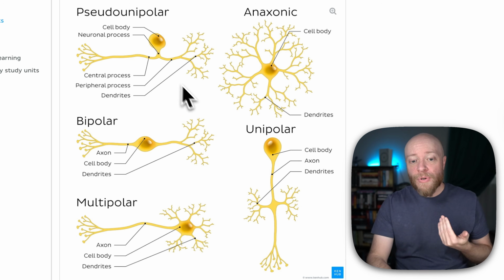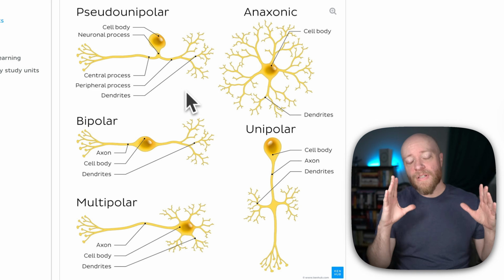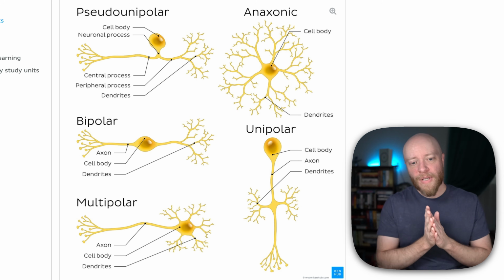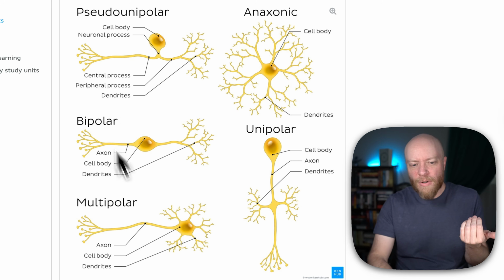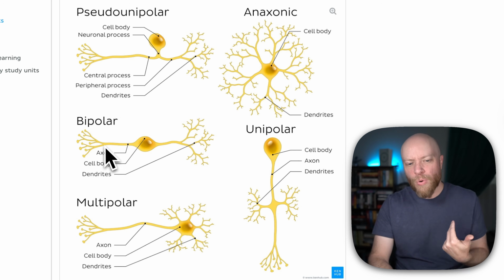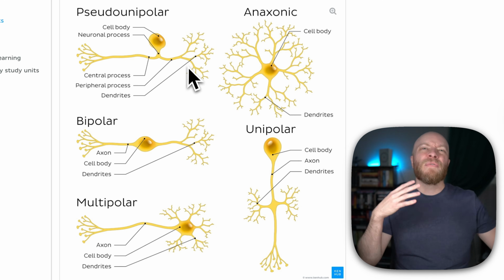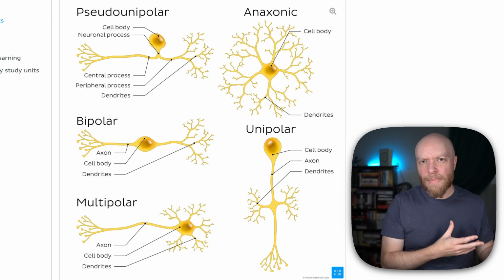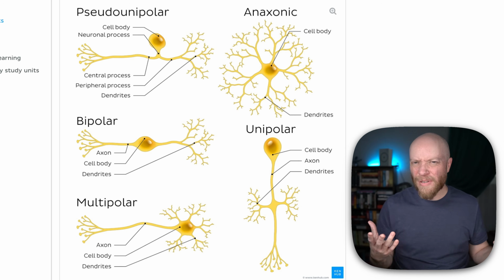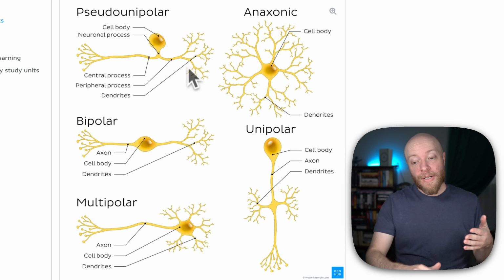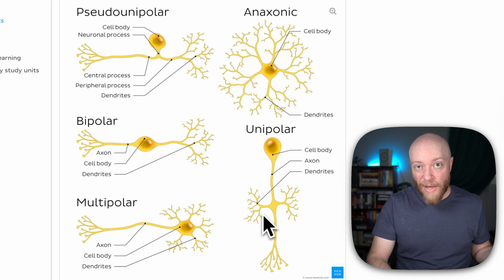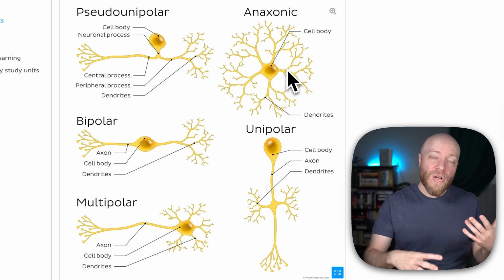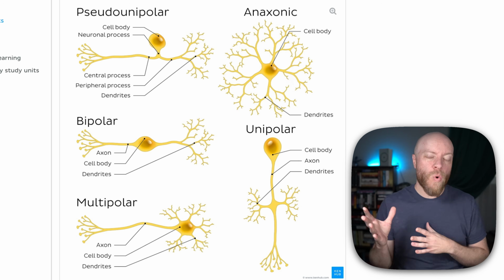So pseudo-unipolar neurons are very, very common. You're going to see them all over the place. In fact, I usually just tell my students these are the three you really need to worry about: the multipolar, bipolar, and pseudo-unipolar. For most courses of anatomy and physiology or just physiology, that's really what you're focused on. Now, unipolar we just don't really find all that much. But anaxonic is also kind of rare in terms of quantity.